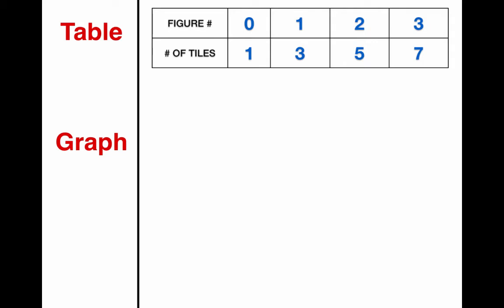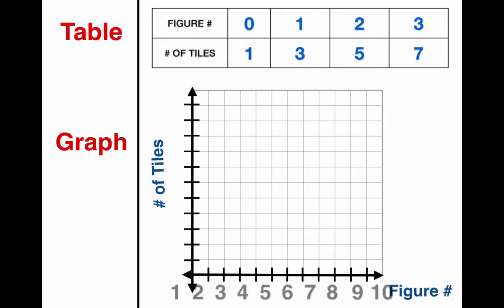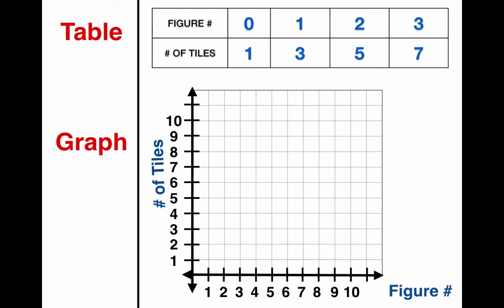Okay, so we got our table. We're ready for the graph. So we grab a ruler and we set up our XY axis. We don't have any negative numbers, so we're going to go first quadrant here. One nice graph. We're going to label our scale. We got the figure number and we've got the number of tiles. We're going to take the labels from the table and put it on the X and the Y axis. And then we're going to put the scale numbers. So the scale is going to be real easy. We're going to go out to 10. 1, 2, 3, 4, 5, 6, 7, 8, 9, 10. And same thing going up. 1, 2, 3, 4, 5, 6, 7, 8, 9, 10.